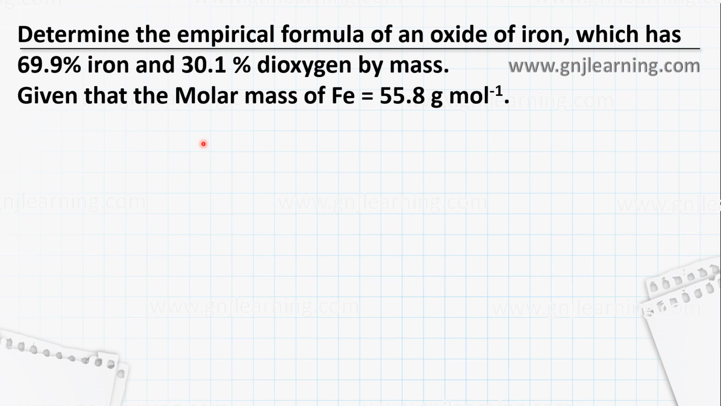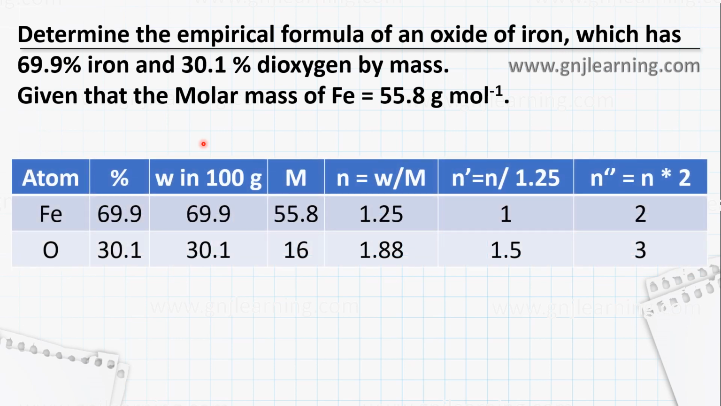So we have to assume a number. Let's see how to use the table for this. We have two atoms, Fe and oxygen, and also we have their percentages, 69.9 of Fe and 30.1. So we are considering the mass as 100 grams, since the molar mass of the oxide is not given. Molar mass of iron is given, but not that of oxide. I am assuming it as 100 grams.